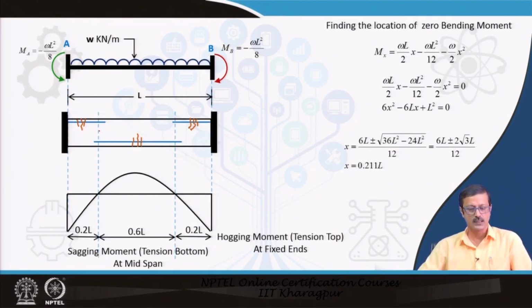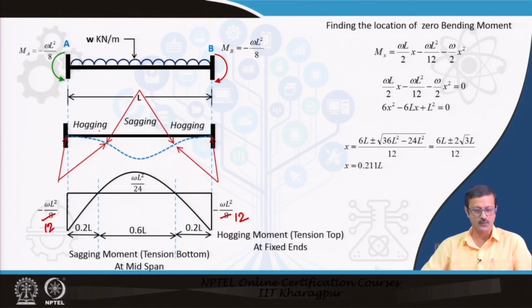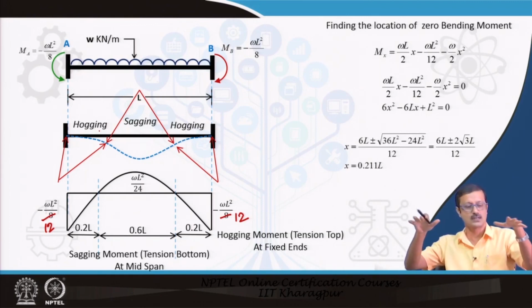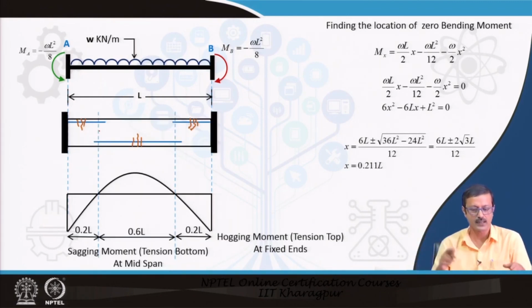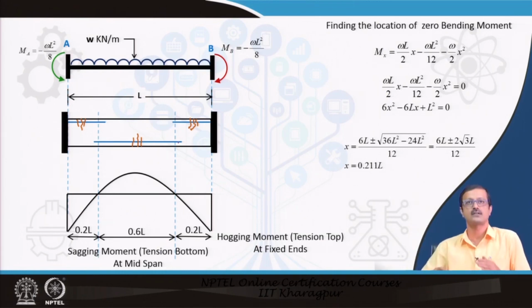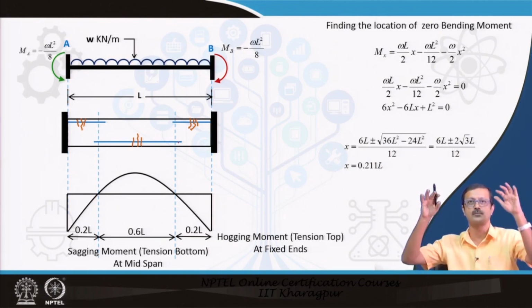So, now if I go back, in the hogging area the tension will be at the top. If it is a concrete beam, you know that concrete is very weak in tension, so cracks will appear. In the area where there are these hogging moments acting on the beam, some cracks will be developed at the top.